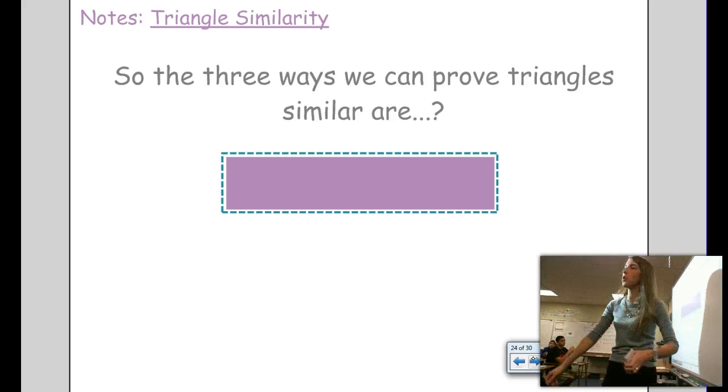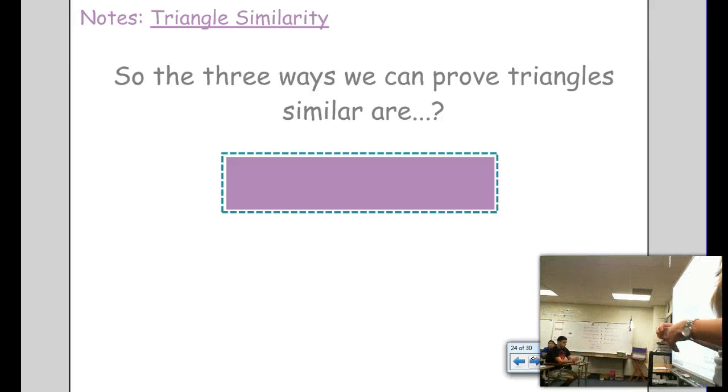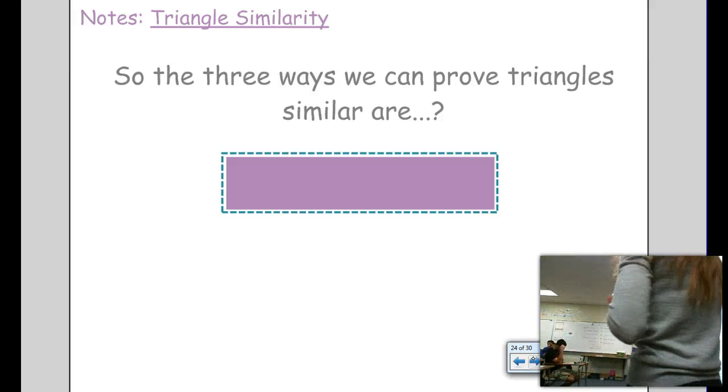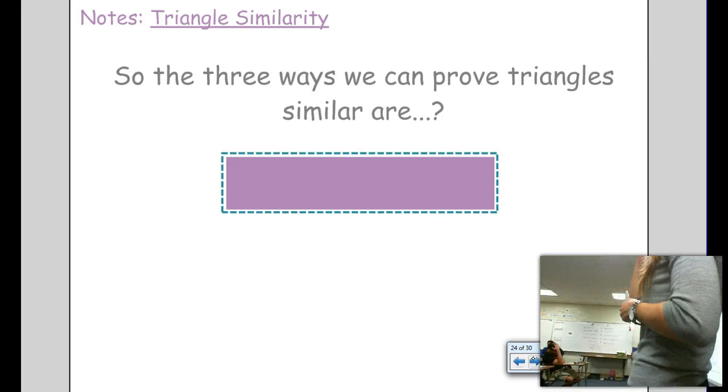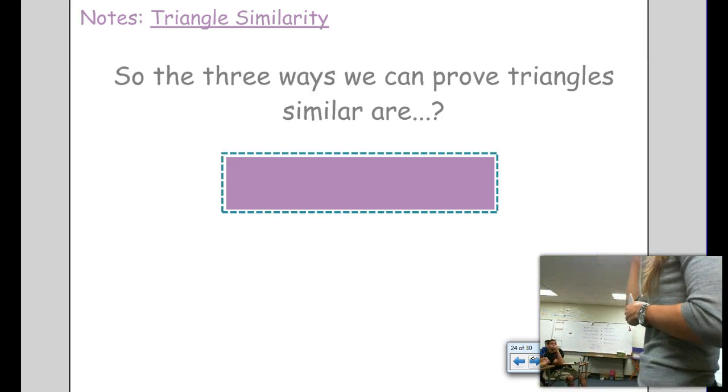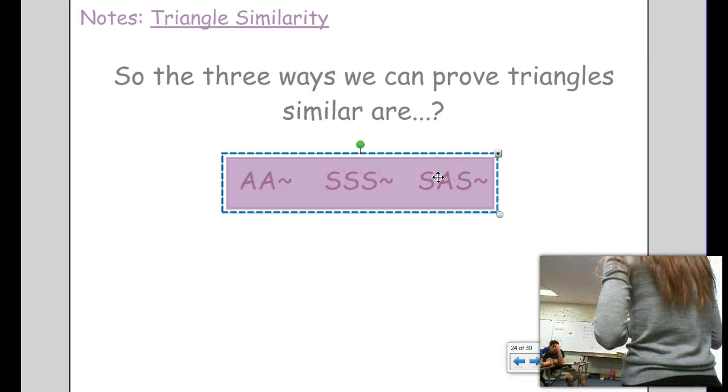Who can summarize for me the 3 ways we can prove triangles similar? Torin, it's yours. Angle, angle. And then side, angle, squiggly. Side, angle, squiggly. Very good.